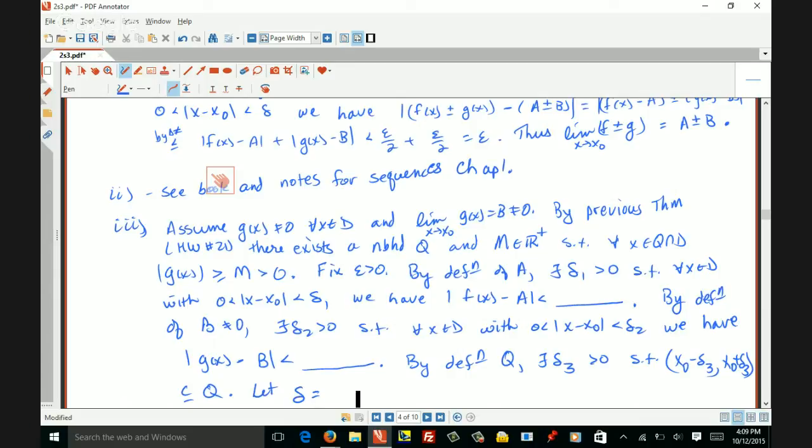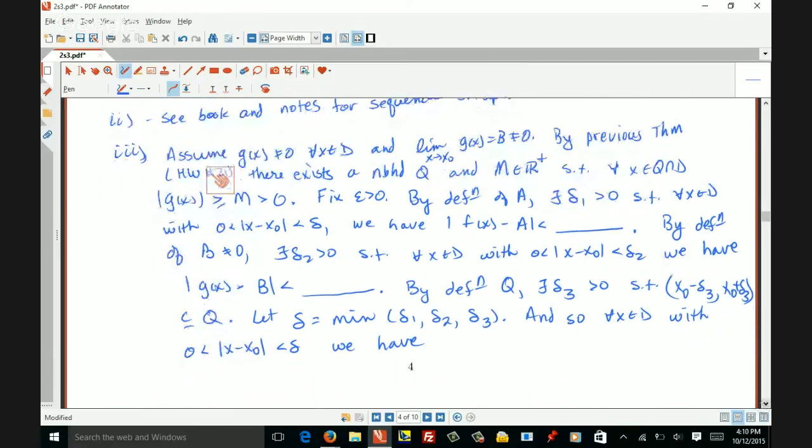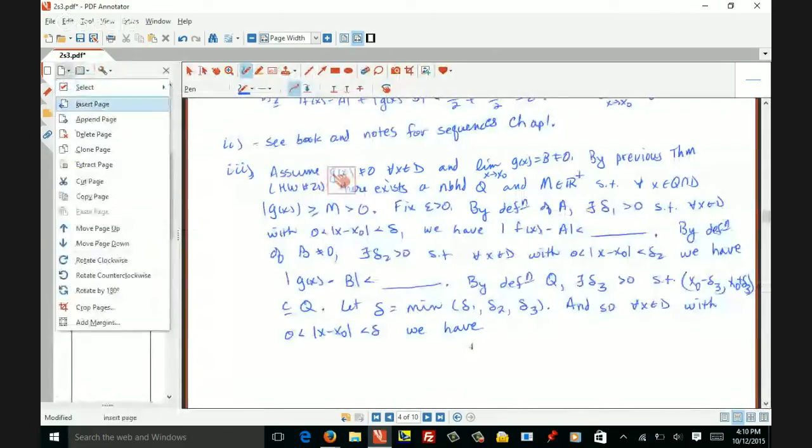What should we choose delta to be equal to? Has to work in all of those cases. The minimum. Choose delta to be the minimum of delta 1, delta 2, and delta 3. And so for all x in D with 0 less than absolute value of x minus x naught less than delta. And now we're going to do some arithmetic. Unfortunately, it's not going to fit right there. Let's get another page.